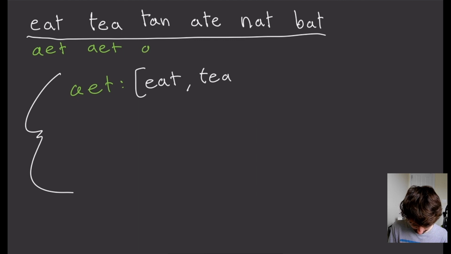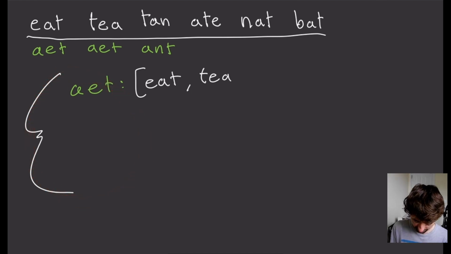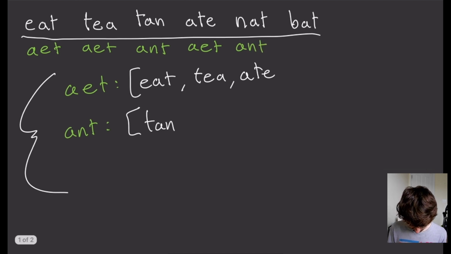Next, we just keep going and doing the same thing. Tan will change to A, N, T. And now we look in our dictionary to see, have we seen A, N, T before? We have not, so we need to add it to the dictionary. And then just like we did last time, we will add whatever the word was, which is tan. And now we keep going to ate, which is A, E, T. Again, we've already seen this one, so we will add it to the existing entry in the dictionary. Just 2 more to go. This one turns into ANT, which we already have. So we can add nat to this array.